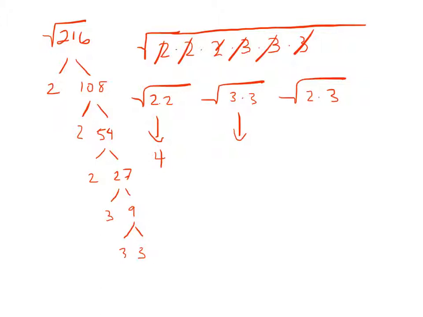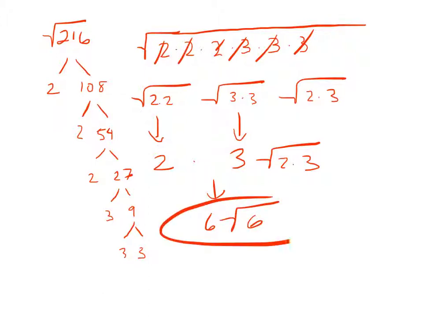That will be a 2, because 2 times 2 is 4, and the square root of 4 is 2. This will be a 3. So 2 times 3 times the square root of 2 times 3. This will be 6, and this will be 6. So that's my answer here, simplified, square root of 216.